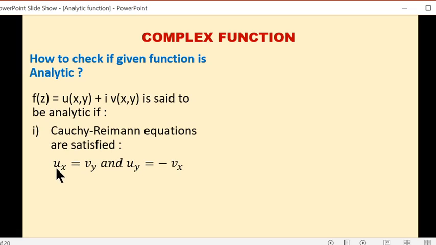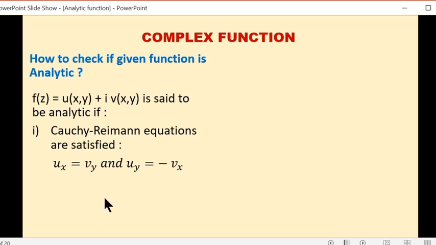It says the partial derivative of u with respect to x should be equal to the partial derivative of v with respect to y. Now this ux is the notation for the derivative. Why is it a partial derivative with respect to x? Because u is a function of x and y. When you are differentiating u with respect to x, you are going to treat y as constant. Similarly, this vy is the notation for the derivative of v with respect to y. v is a function of x and y. So when you are differentiating v with respect to y, you are going to keep x as a constant. So this is a partial derivative.